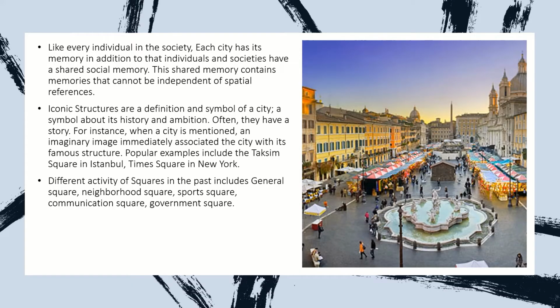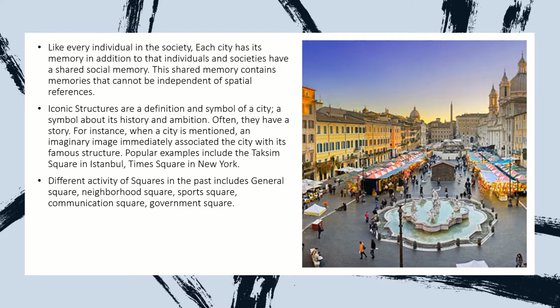Like every individual in the society, each city has its memory. In addition to that, individuals and societies have shared social memory. This shared memory contains memories that cannot be independent of spatial references. Iconic structures are a definition and a symbol of a city, a symbol about its history and ambition, and often they have a story to tell. For instance, when a city is mentioned, an imaginary image is immediately associated with its famous structure.